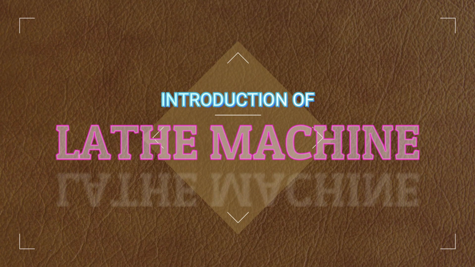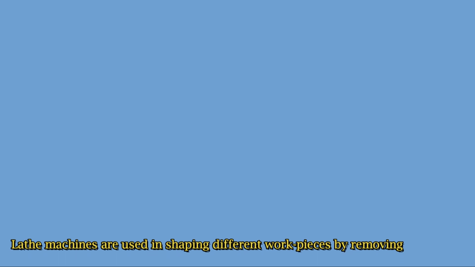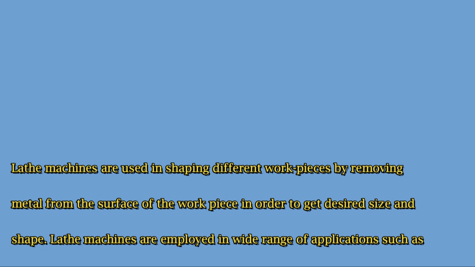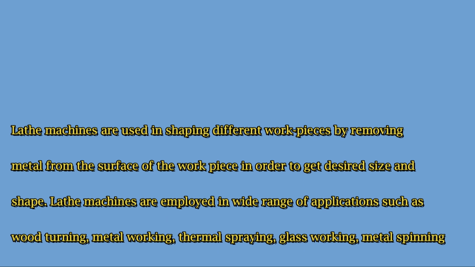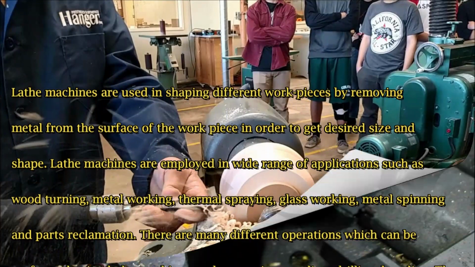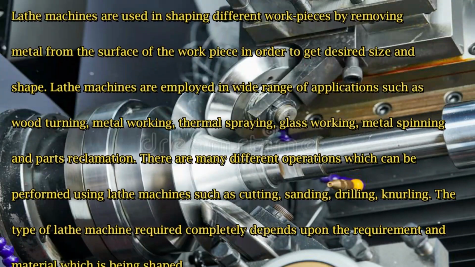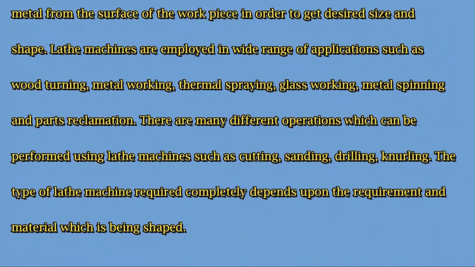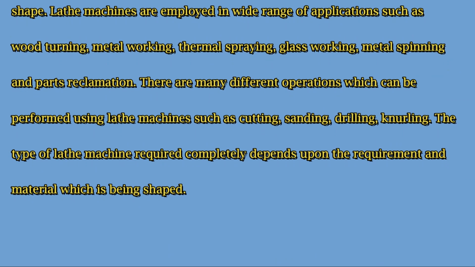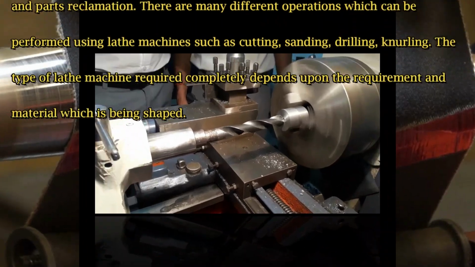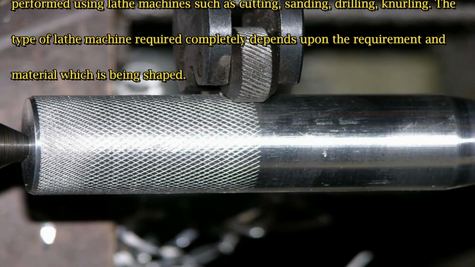Introduction of lathe machine. Lathe machines are used in shaping different work pieces by removing metal from the surface of the work piece in order to get desired size and shape. Lathe machines are employed in a wide range of applications such as wood turning, metal working, thermal spraying, glass working, metal spinning and parts reclamation. There are many different operations which can be performed using lathe machines such as cutting, sanding, drilling, knurling. The type of lathe machine required completely depends upon the requirement and material which is being shaped.